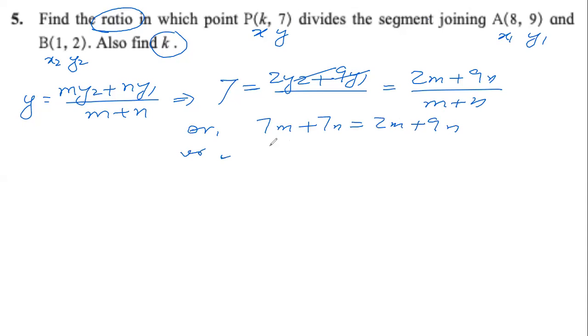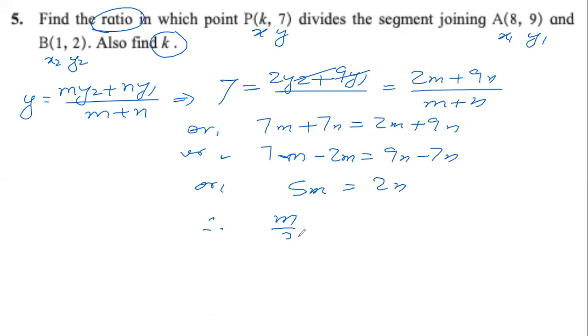Using the same algebra, 7M minus 2M equals to 9N minus 7N, or 5M equals to 2N. Therefore, M by N equals to 2:5. We found the ratio. So from here, this is one answer.